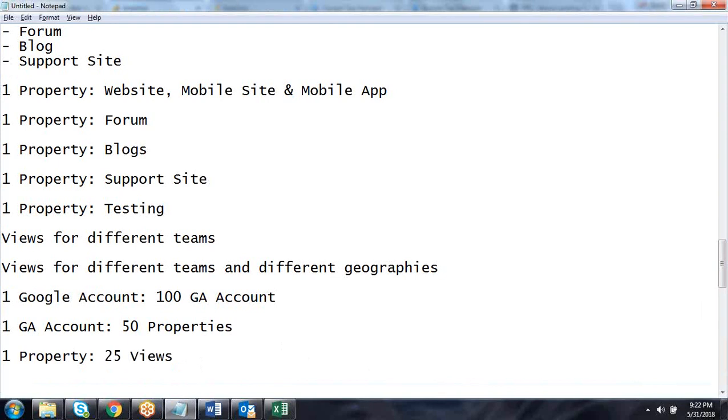One Google account gives you 100 Google Analytics accounts. One Google Analytics account gives you 50 properties. Within one property, you can create 25 views. So this is how much Google Analytics can provide you. Any question over here, guys?